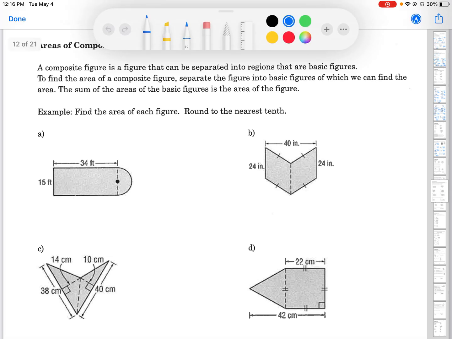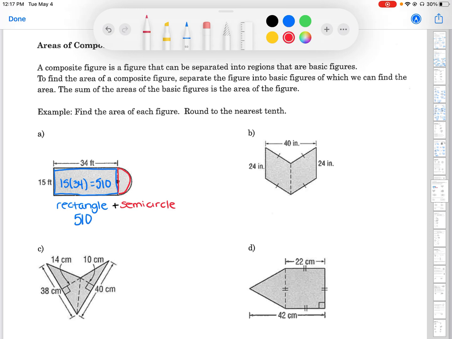The first one, it looks like a rectangle here. I'll highlight it in blue. And then it appears to be half of a circle over here. So if I can do the rectangle plus the semicircle, that is going to give us the area of the entire shape. So to get the area of the rectangle, first I'm just going to do length times width. So that's going to be 15 times 34. So the area inside that rectangle is going to be 510.